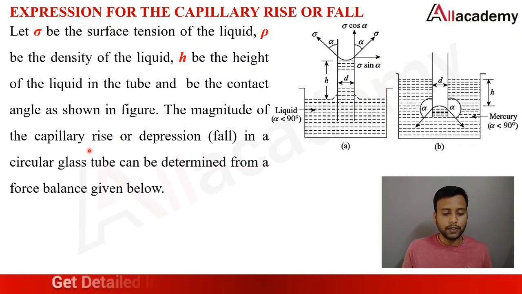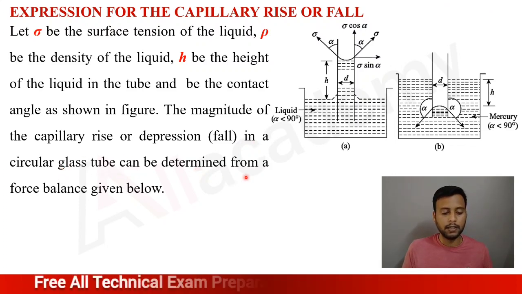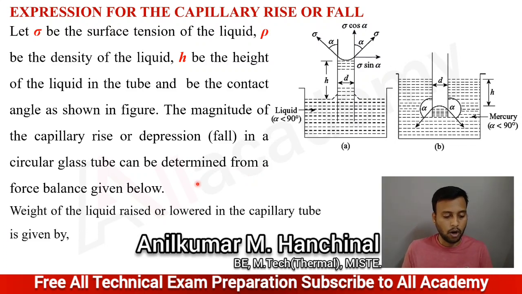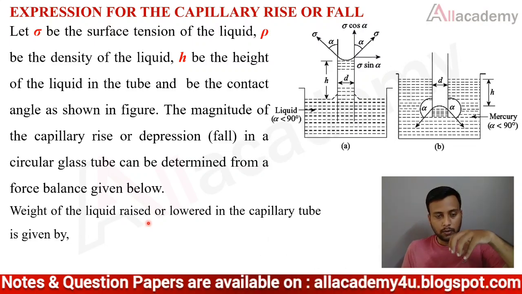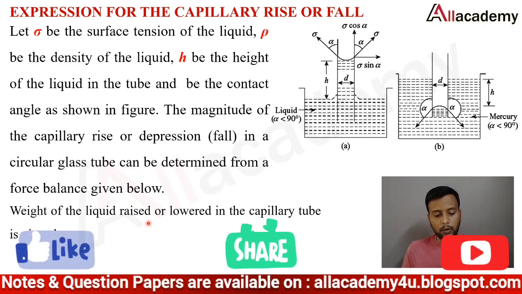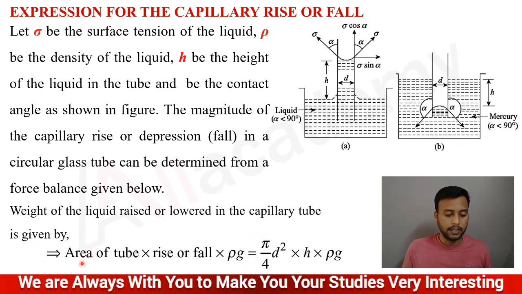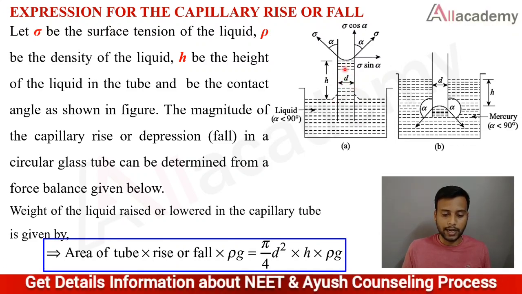Now the magnitude of a capillary rise and depression or fall in the circular glass tube can be determined by the following force balance. The weight of the liquid that is raised or lowered in the tube can be given by the area of the tube into the rise, that is h into rho into g, density into gravitational constant.